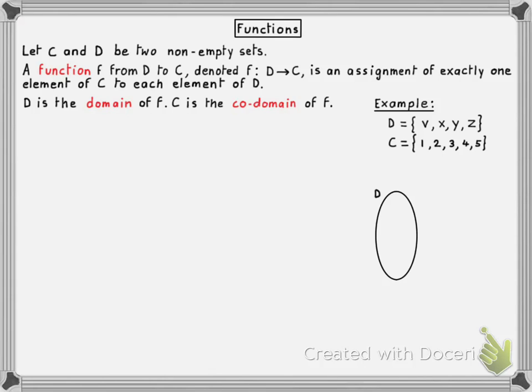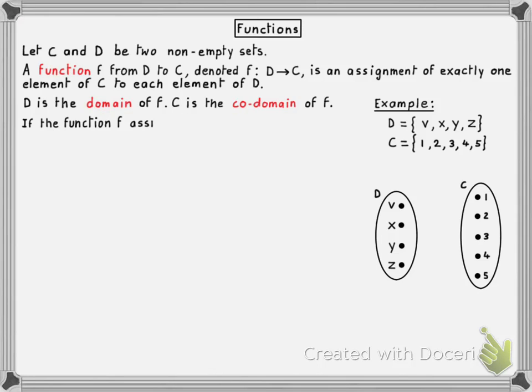And let's draw the set D with its four elements, represented here with a dot and then a label next to each dot. And similarly, we can draw the set C, the codomain. Now remember, a function is an assignment of one value of the codomain to each element of the domain.